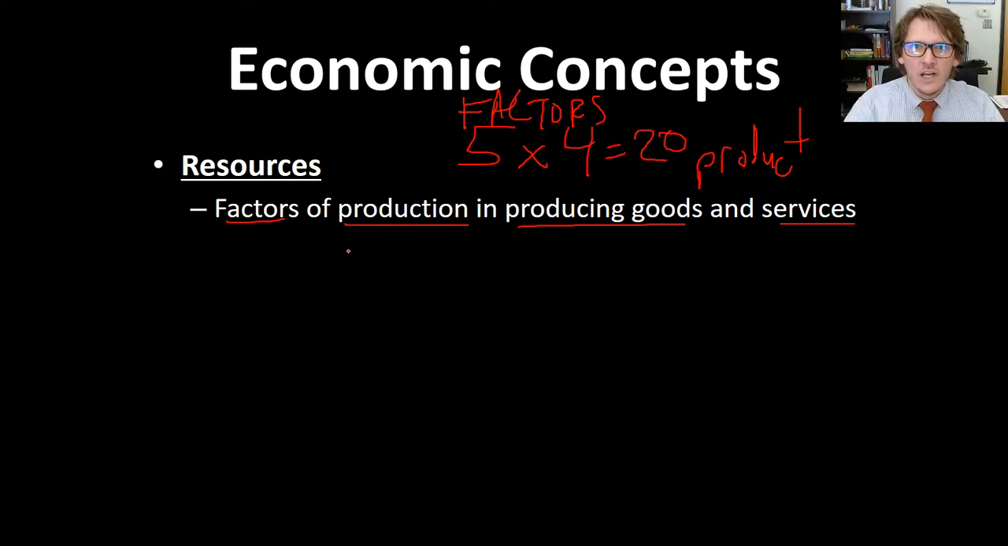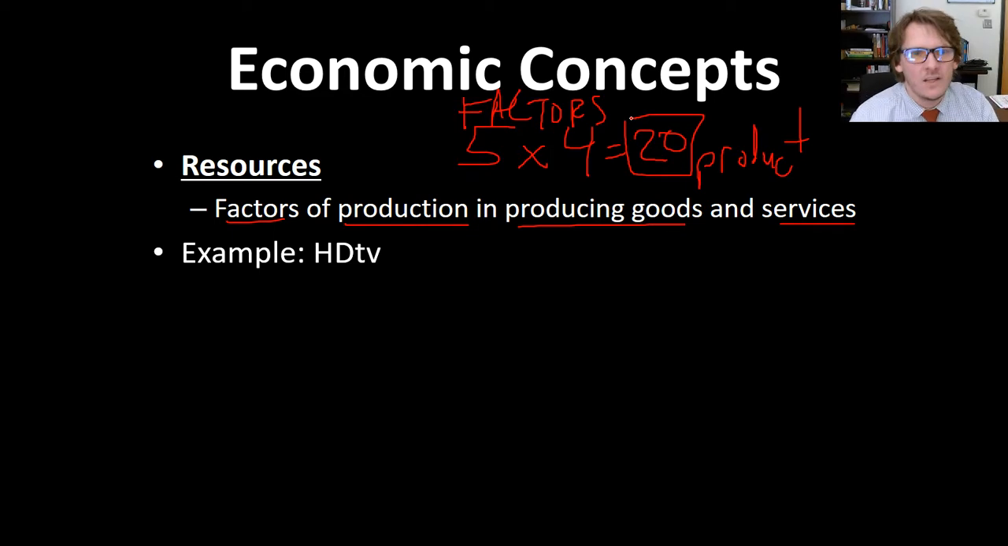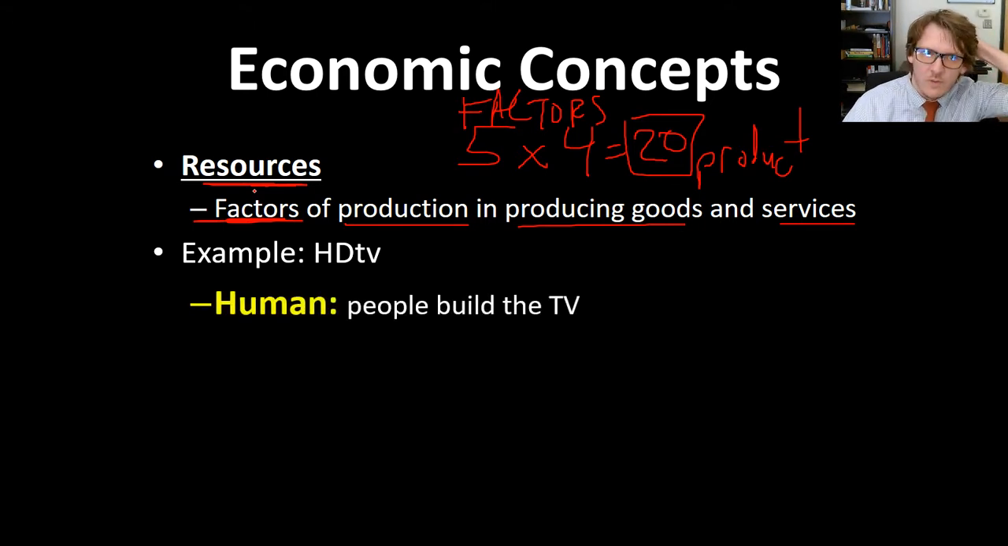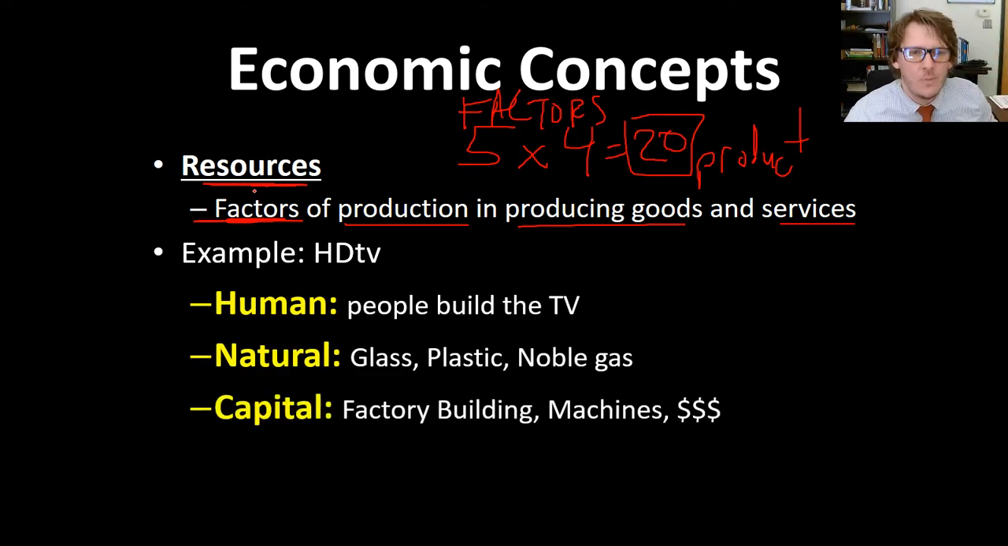And when we make a good, that is the product. If I make a cheeseburger, that is the product. If I make a TV, that is the final product. So what went into that product, those are the factors. Those factors are called resources. We're going to go over 3 of them: human resources, natural resources, and capital resources. These 3 resources are the factors that go into the final product, which is the TV.